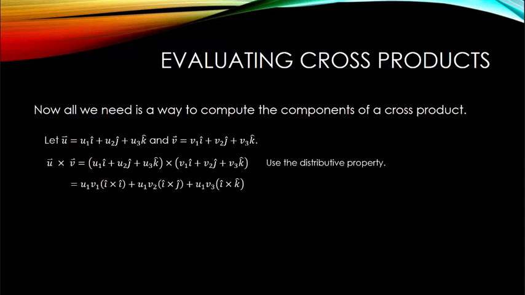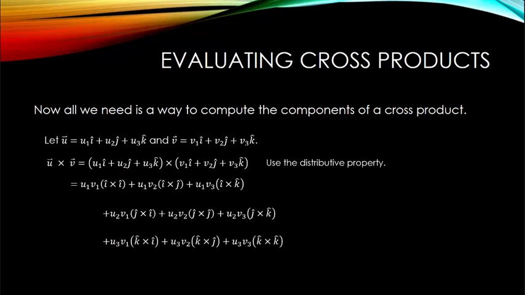I'm going to get u sub 1 v sub 1 times i hat cross i hat, plus u sub 1 v sub 2 times i hat cross j hat, plus u sub 1 v sub 3 times i hat cross k hat, plus u sub 2 v sub 1 times j hat cross i hat, plus u sub 2 v sub 2 times j hat cross j hat, plus u sub 2 v sub 3 times j hat cross k hat, plus u sub 3 v sub 1 times k hat cross i hat, plus u sub 3 v sub 2 times k hat cross j hat, plus u sub 3 v sub 3 times k hat cross k hat.